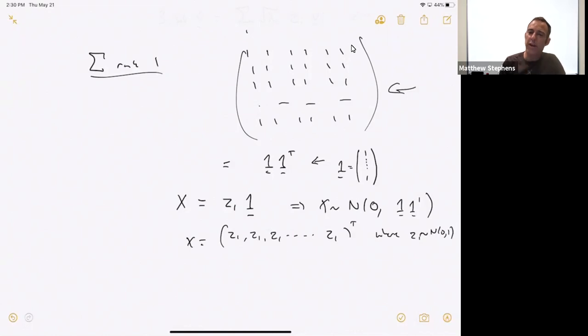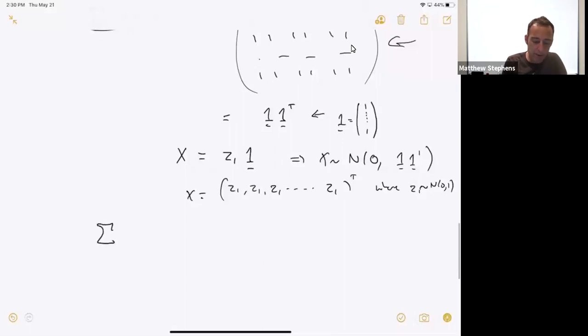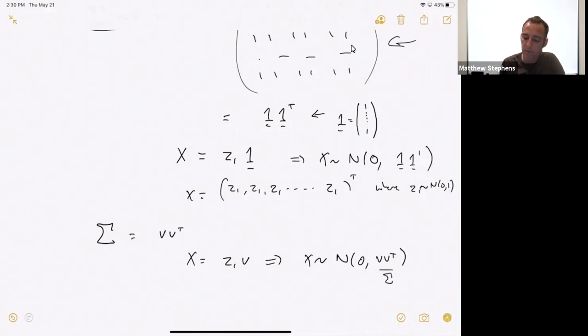Okay, so that's a pretty simple case, but more generally, let's say the general rank 1 case where sigma equals V V transpose for some V. So X equals Z1 times V would imply that X is normal 0, V V transpose, and this is sigma, of course. So if you've got a rank 1 covariance matrix, you can think of a multivariate normal with that covariance matrix as just having some scalar multiple of the eigenvector V.